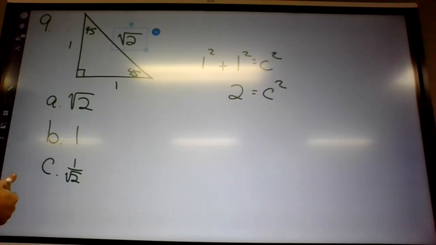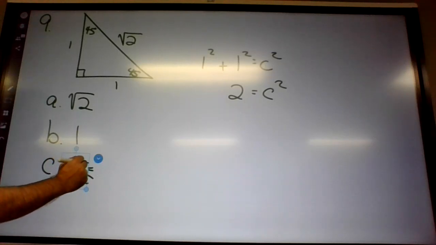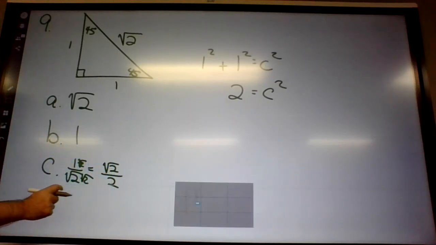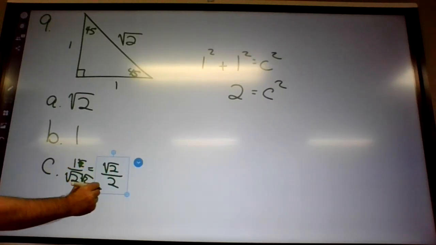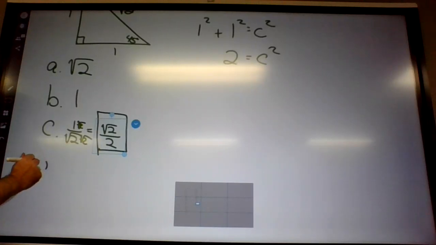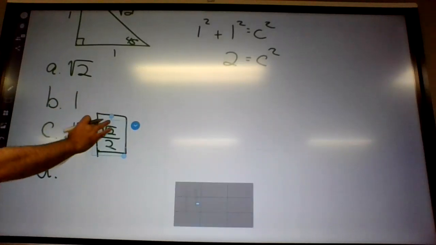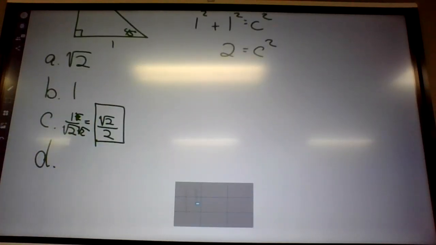Which, you can't leave the square root on the bottom, so you have to multiply by square root of 2 over square root of 2. Square root of 2 times square root of 2 is 2. 1 times square root of 2 is square root of 2. Anyways, I think your calculators can do that. So that's why I have not spent as much time talking about special triangles, because I think your calculators can handle them.